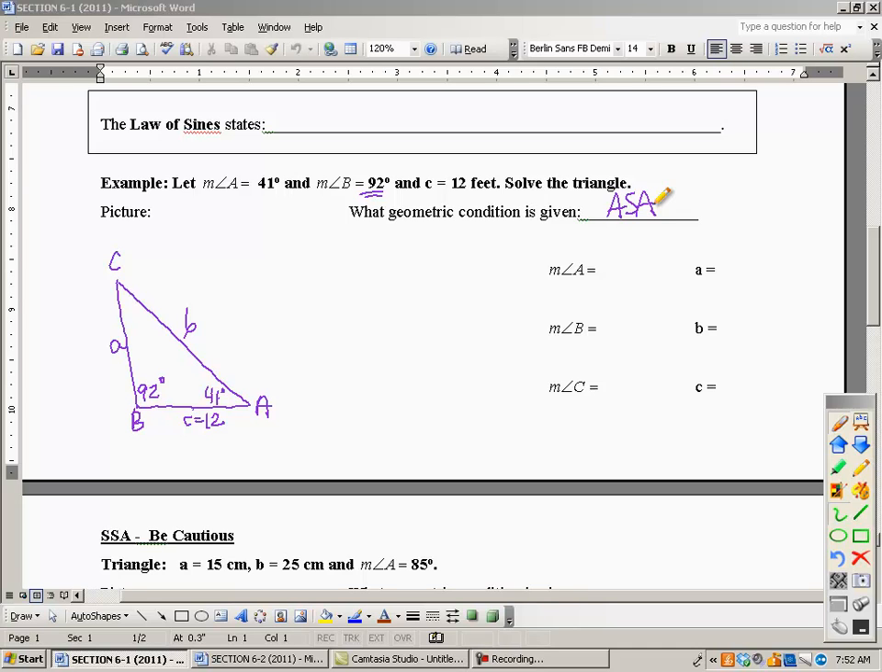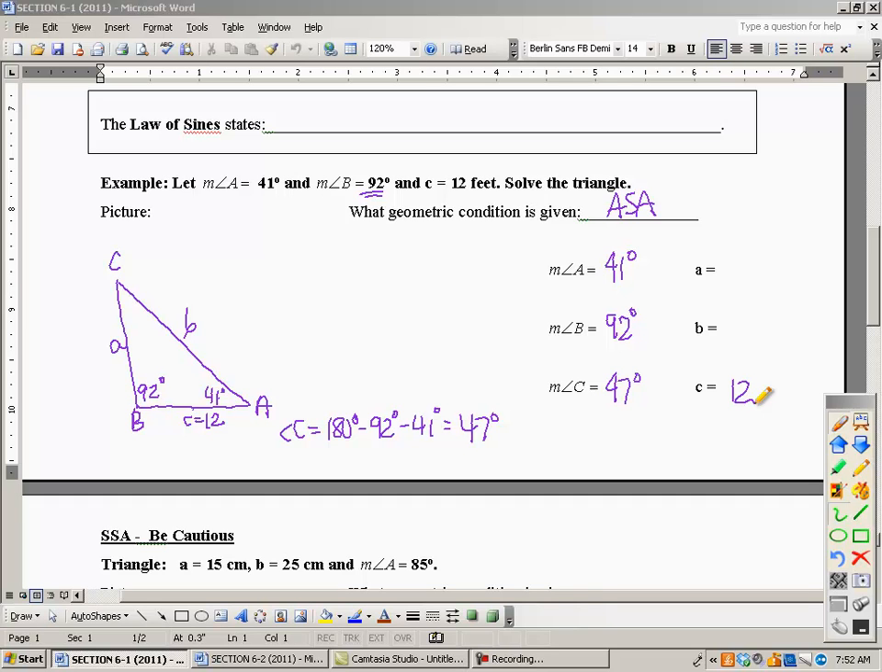Well, I'm going to start with the angles. In order to find angle C, 180 minus 92 minus 41. If I stick this in my calculator, I end up getting 47 degrees. So let me fill in what I know. Angle A is 41, angle B is 92, angle C is 47, side C is 12. Again, we're talking in degrees, so please put your stuff in degree mode.